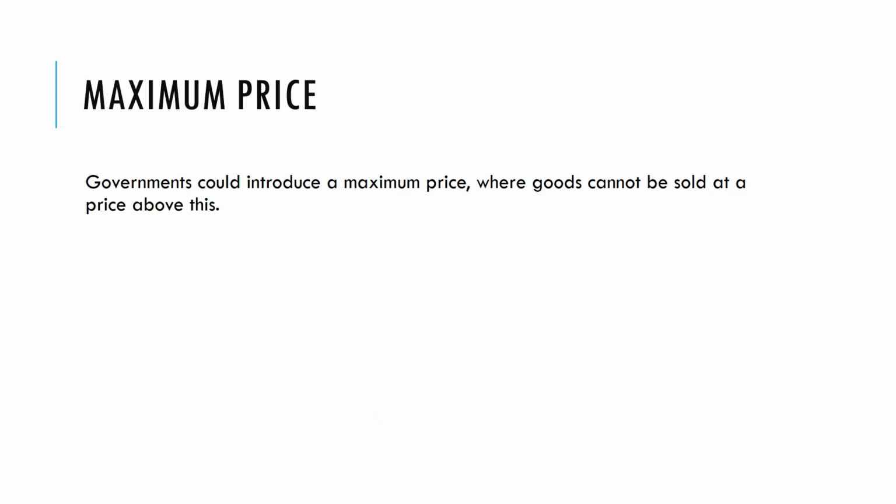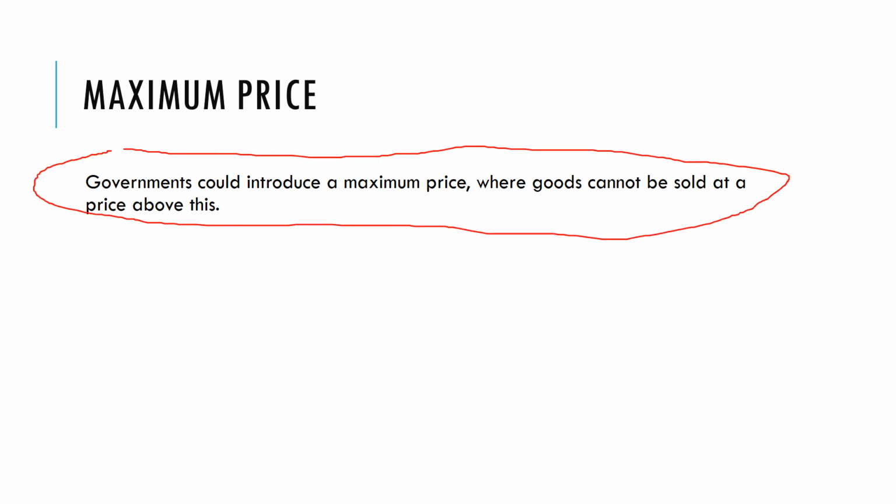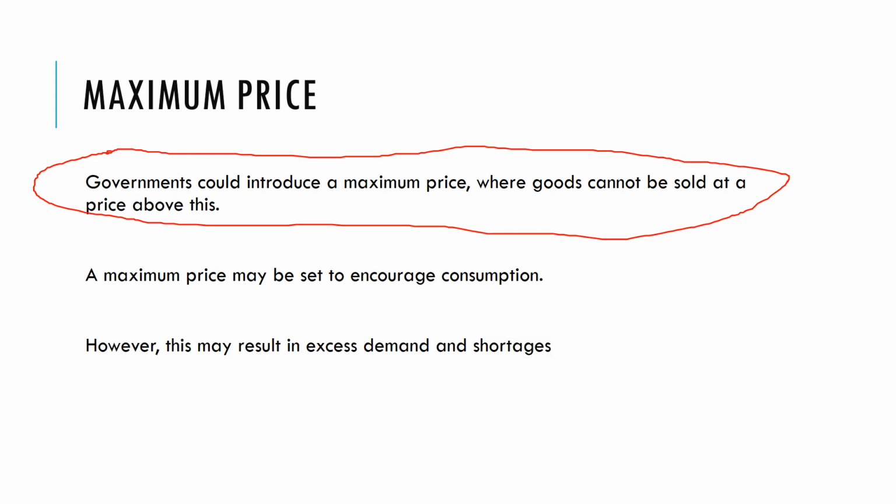So a maximum price scheme. Governments could introduce a maximum price scheme where goods cannot be sold at a price above this. So let's make sure we've got this down in our notes. A maximum price may be set to encourage consumption of a particular good. So a maximum price for a degree, a maximum price for a vaccination, a maximum price for renting a flat. On the flip side, however, this may result in excess demand and shortages.